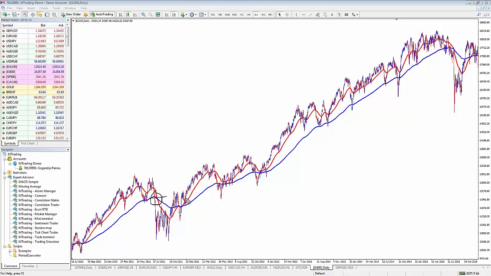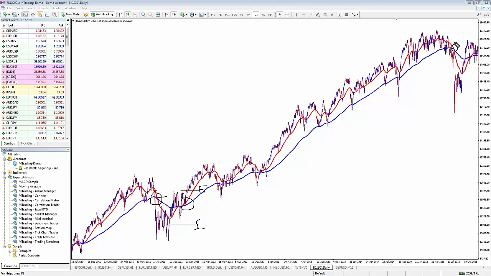So when we have the next initial crossover, which takes place in this area, that's your initial crossover through. Your entry would have been at this point over here. Your stop loss, you could place below the swing low, below the moving averages and below its previous swing low. So that would have been your stop loss, and this would have been your entry point.